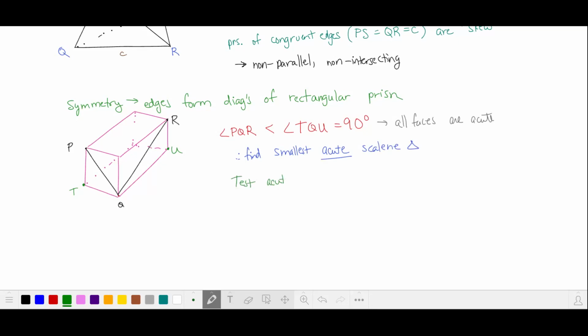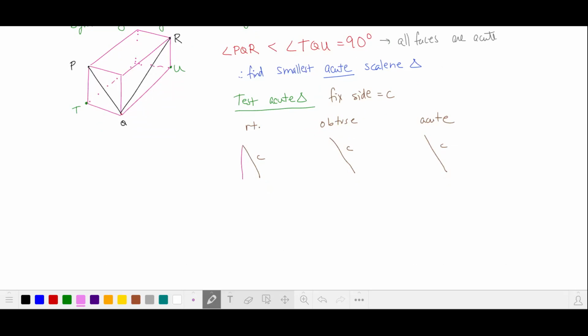Here's a test of whether a triangle is acute. We'll start by fixing one side length. We'll call that C. This will be our right triangle, this will be an obtuse one, and this will be an acute triangle with one side length of length C. A right triangle will look like this, and we know that a squared plus b squared is equal to c squared. We'll call this point here with the right angle P.